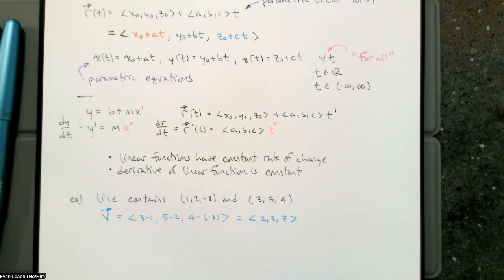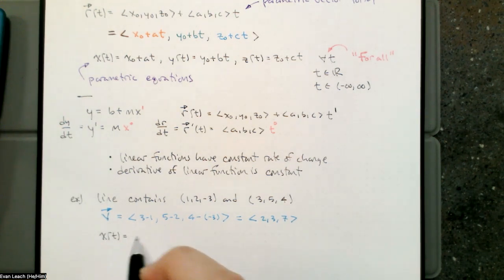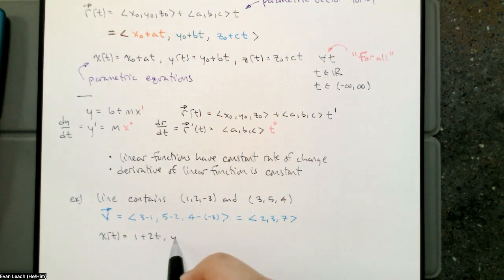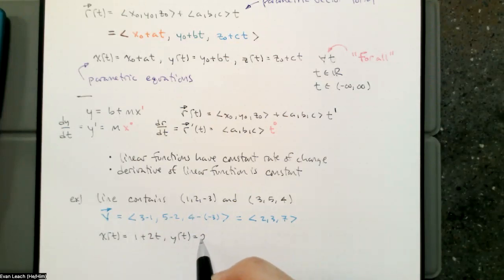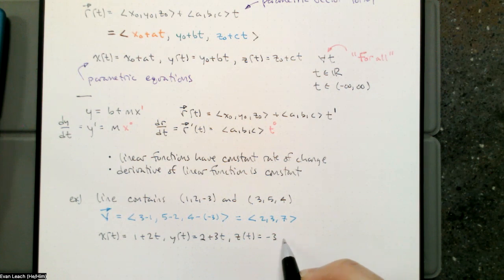In parametric equations, I would want to describe an x, a y, and a z. So x of t could be 1 plus 2t. y of t could be 2 plus 3t. And z of t could be -3 plus 7t.